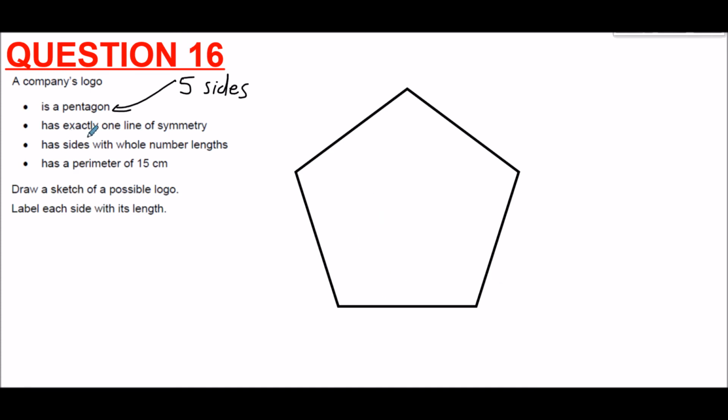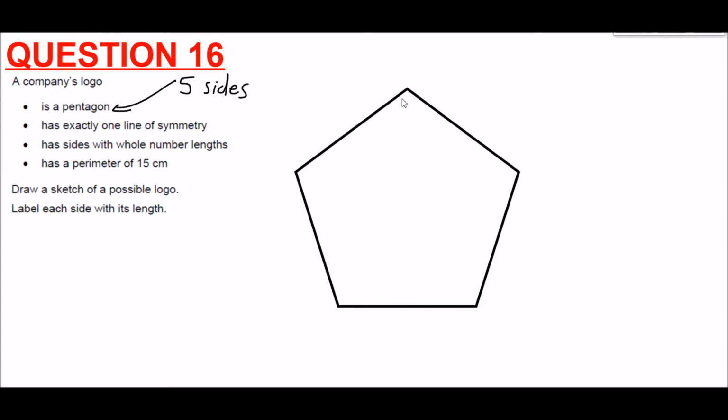Importantly here, it says it's got one line of symmetry. So for that reason, it can't be a regular pentagon. Regular shapes have the same numbers of lines of symmetry as the number of sides they have. So a square's got 4 lines of symmetry, a pentagon's got 5 lines of symmetry, a regular hexagon has got 6 lines of symmetry. By regular, I mean when all the sides are exactly the same length. And so what it can't be is as it is right now. This is a regular pentagon.